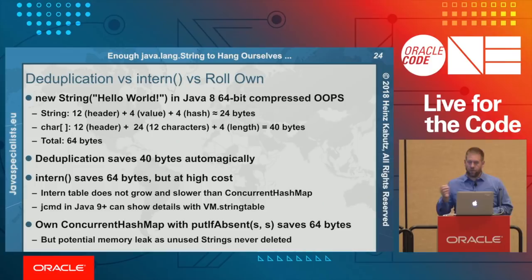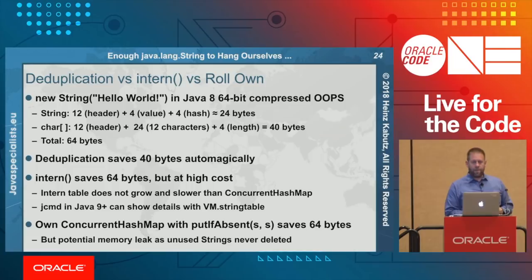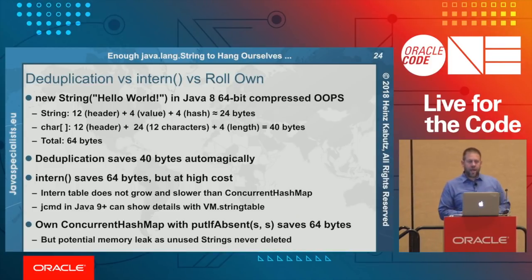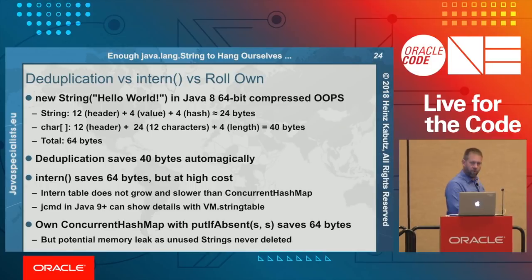Let's say, for example, you've got a new String("hello world"). Let's say Java 8 with 64-bit compressed oops, which means your object header in OpenJDK is going to be 12 bytes, plus the value pointer is 4 bytes, plus the hash is another 4 bytes. It's actually 20 bytes, but it gets rounded up to 24 bytes. Then the char array is 12 bytes for the array header, plus the 12 characters for hello world, 12 times 2 is 24, plus 4 gives you 40 bytes. So the total is 64 bytes. The deduplication here will save you 40 bytes automatically.